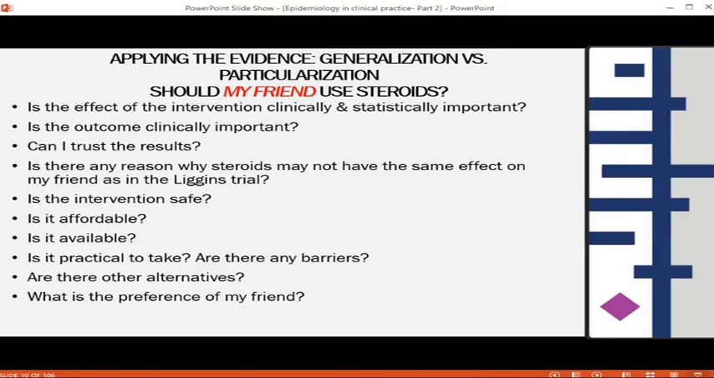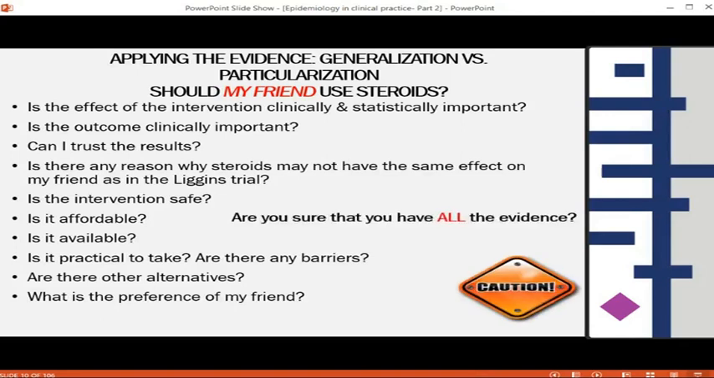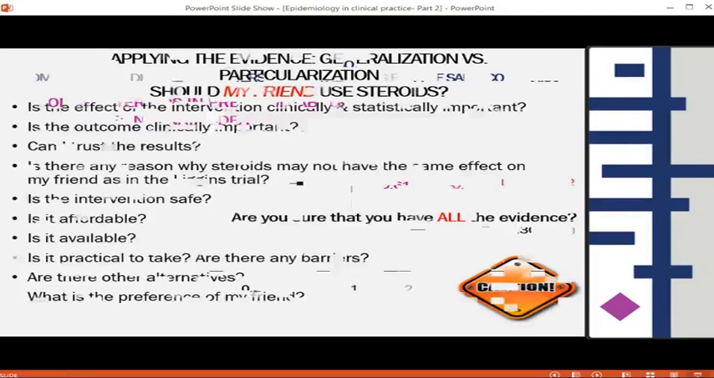The next question we should be asking is, how do you know that we have all the evidence? Because we only have one trial. So this is the problem in the real world, that evidence from one trial is really not enough to be sure that something really will work.